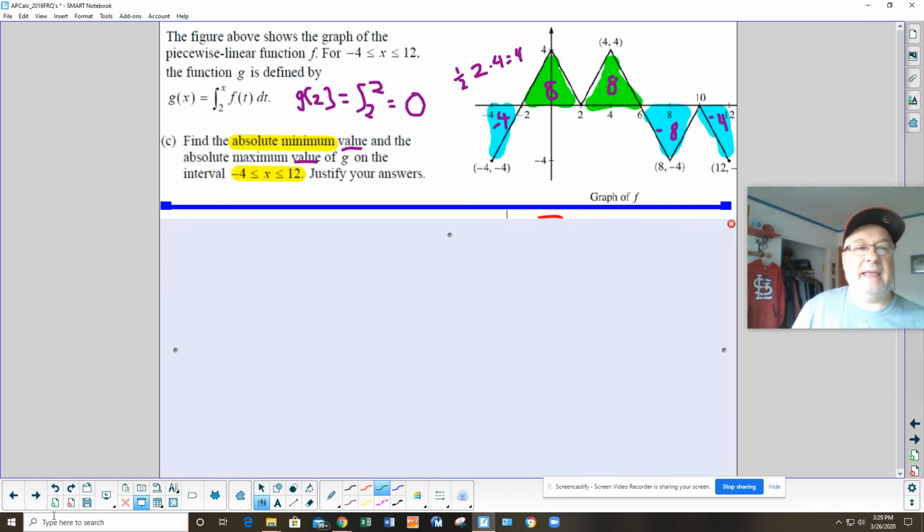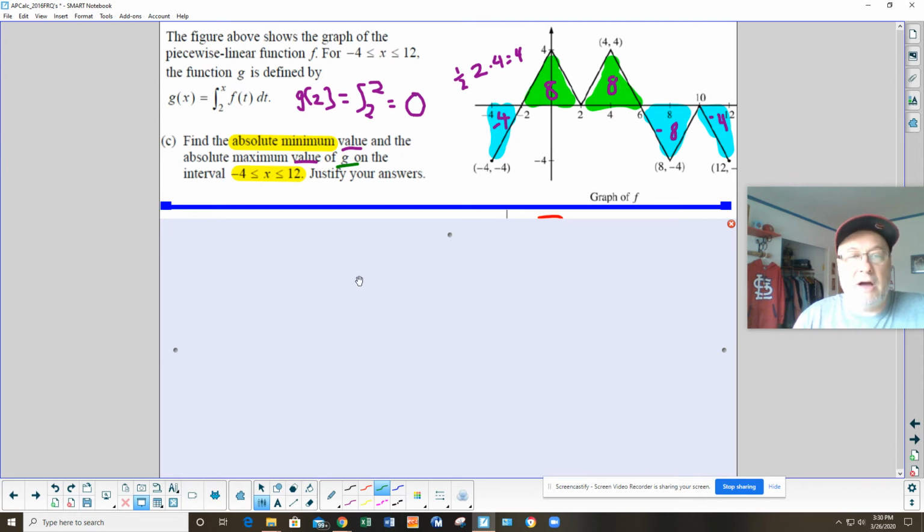Part C, find the absolute minimum value and the absolute maximum value of G on the interval -4 to 12. Well, this one's probably the trickiest part of the question. To find an absolute maximum or an absolute minimum, almost always, I would highly recommend you use the candidate test. In this case, because we're talking about G here, we need to know a value for G somewhere. Since G of 2, because if I put a 2 in here for x, I'm going to get an integral from 2 to 2. Sorry, it's a little sloppy, but I was writing with my mouse. That will equal 0 clearly.